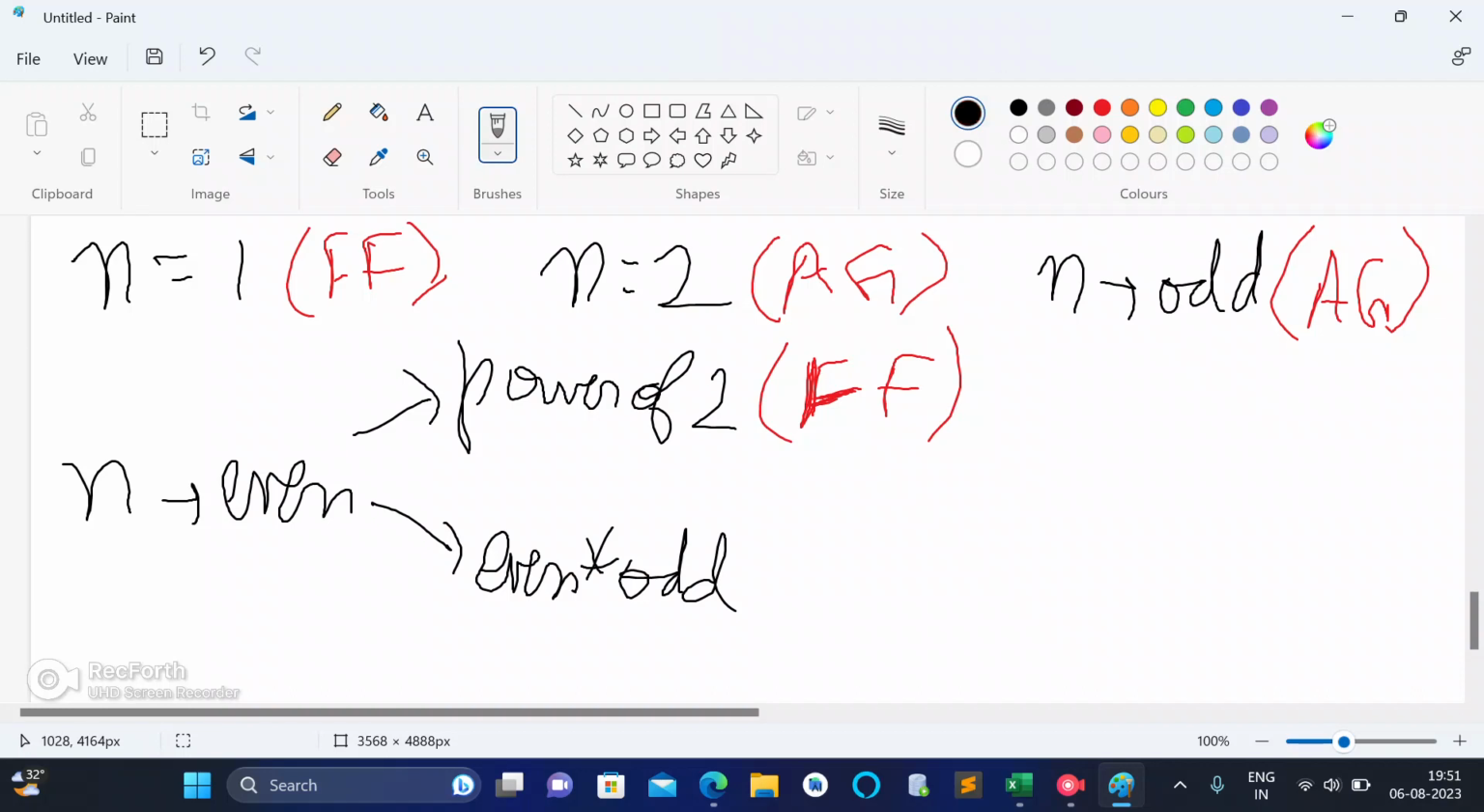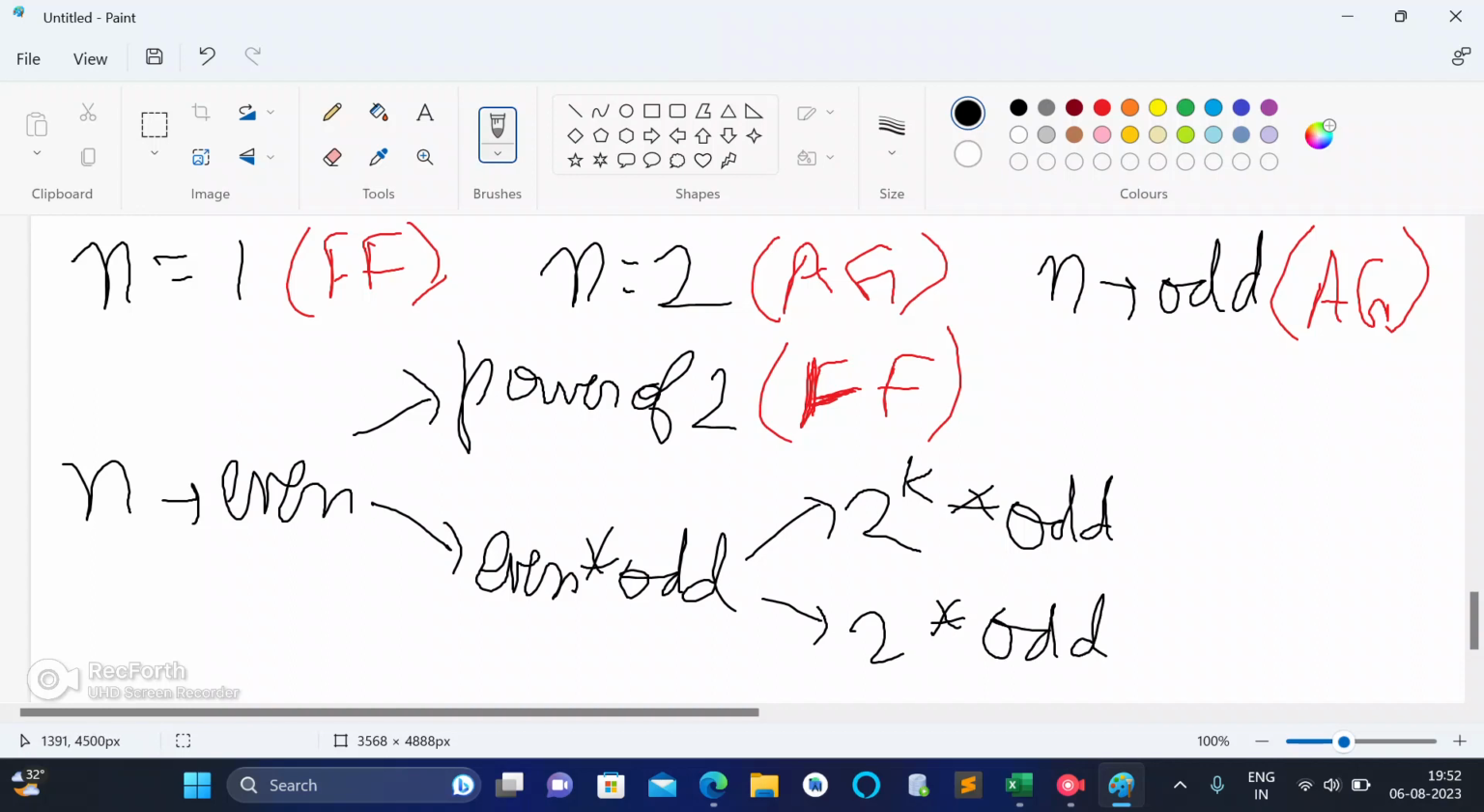Now further, this even into odd can be broken further. This even can be written as 2 raised to power k into some odd number, where k is greater than 1. So I write that this even into odd is either 2 raised to power k into odd number, or 2 into odd number.